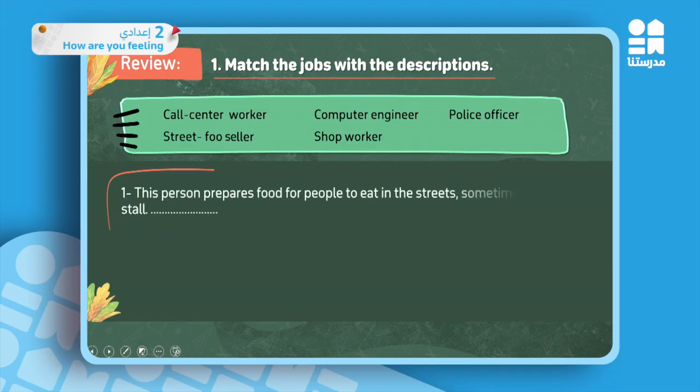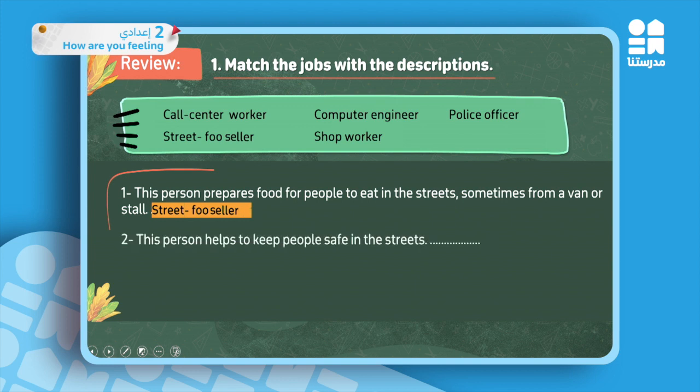Okay, now let's match every job with its suitable sentence. This person prepares food for people. Circle prepares food. So this is a clue أو دي حاجة تعرفنا which answer we are going to fill in with. Now, he prepares food for people to eat in the streets, sometimes from a van or stall. Of course, it's so easy. Yes, it's a street food staller.